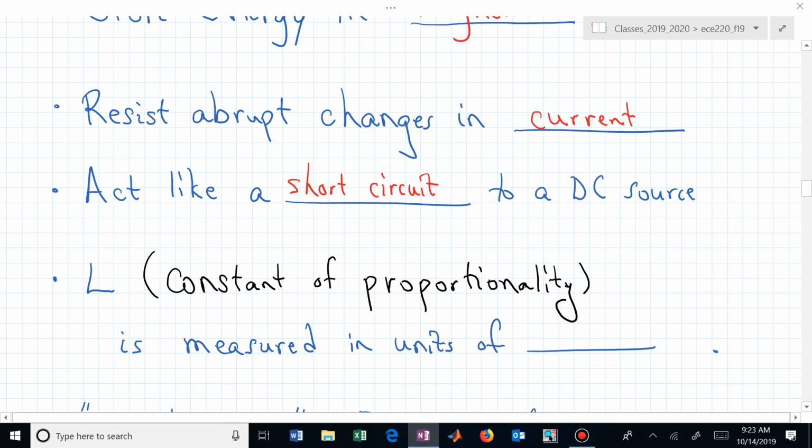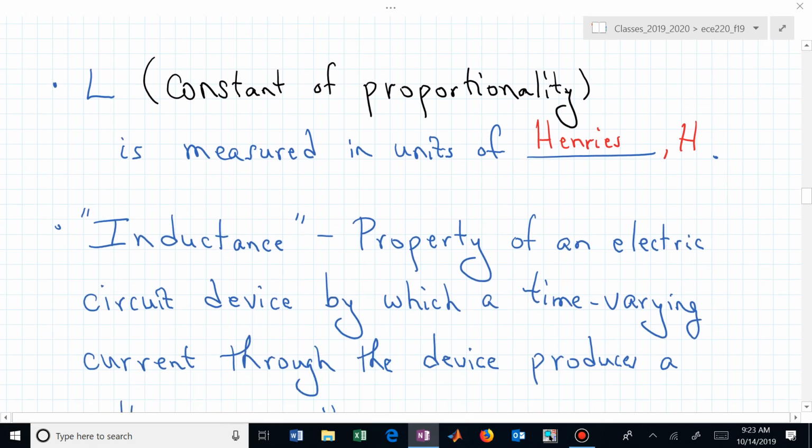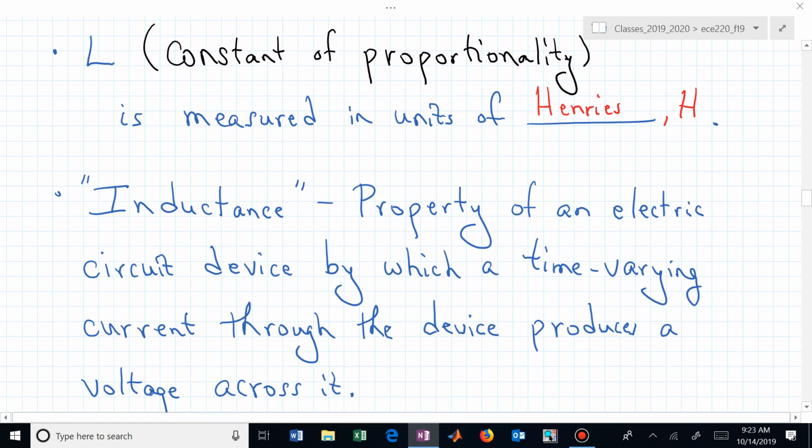Just like we have a resistor that has its units of ohms, now this proportionality constant, this L, this inductance, is measured in units of henries. That's named after a person. And it's given an H. Here's not a fill in the blank. This I'm just going to state.